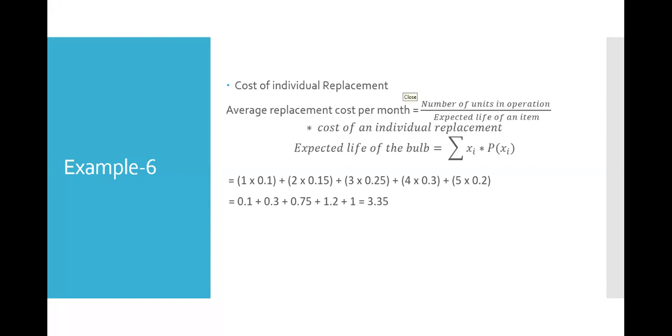Just put this value: number of units in operation 1000 divided by the expected life which we have calculated, that is, the average expected life is 3.35. It means that at 3.35 months, which is around 100 days time, all the 100% of the bulbs have been replaced. That is the meaning of the average replacement or expected life of the item.